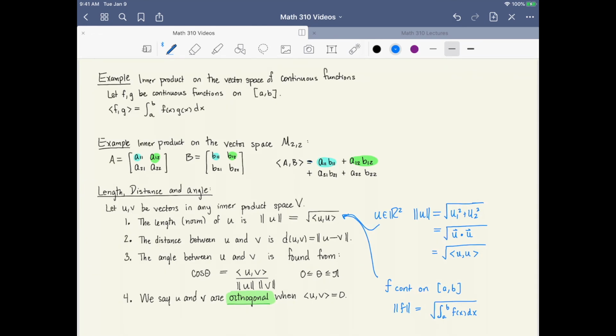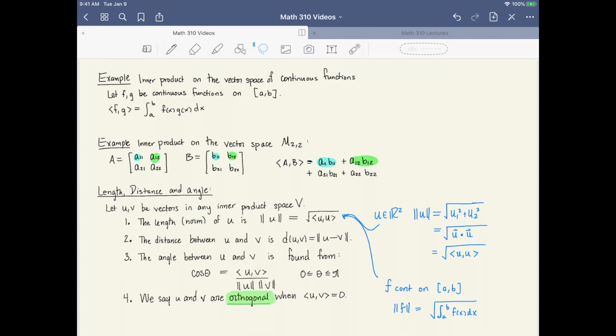In a similar way, we can also define the distance between 2 vectors. That's going to be the length of u minus v. Whenever you have vectors, you can subtract them, and then you get a new vector, and that's what would go inside this inner product that goes inside the square root symbol. The angle between two vectors is going to be found from the inner product of u and v divided by the lengths of u and v. That's cosine of theta, where theta is the angle between these vectors. And we can also say that u and v are orthogonal when their inner product is equal to 0.